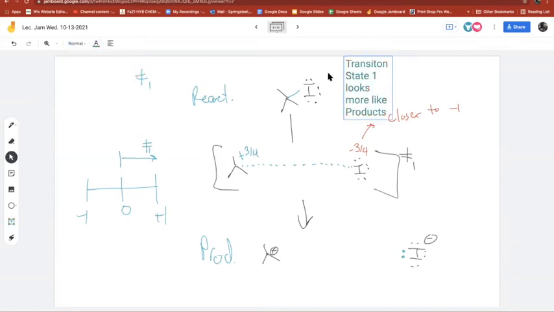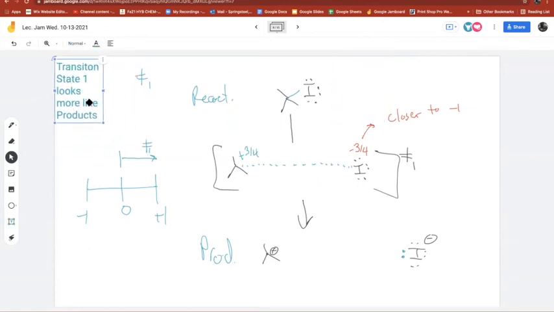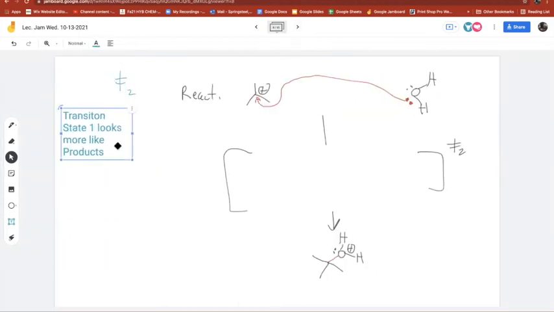Normal, blue. And that was transition state 1. Transition state 2 here, this one's a little different. It looks more like reactants because it's exothermic. Okay, so it's going to look more like reactants. So this new bond that's forming, it's going to be long.